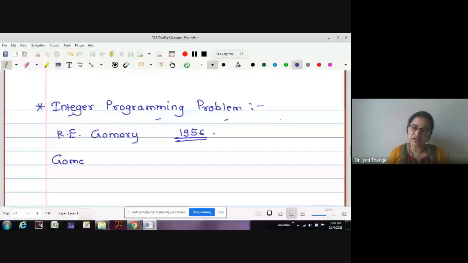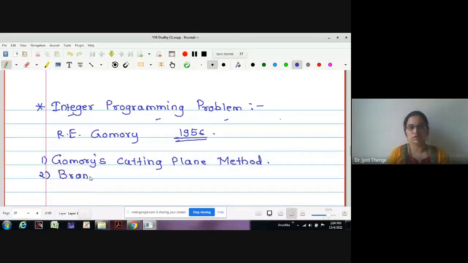This is also called the cutting plane method. I will explain why it is called the cutting plane as well. Therefore, two methods we want to study under this heading. First is Gomory's cutting plane method, and the second one is the branch and bound method. Branch and bound is actually really interesting, but this is a very big method rather. Here in our syllabus we have the algorithm only, not the examples.